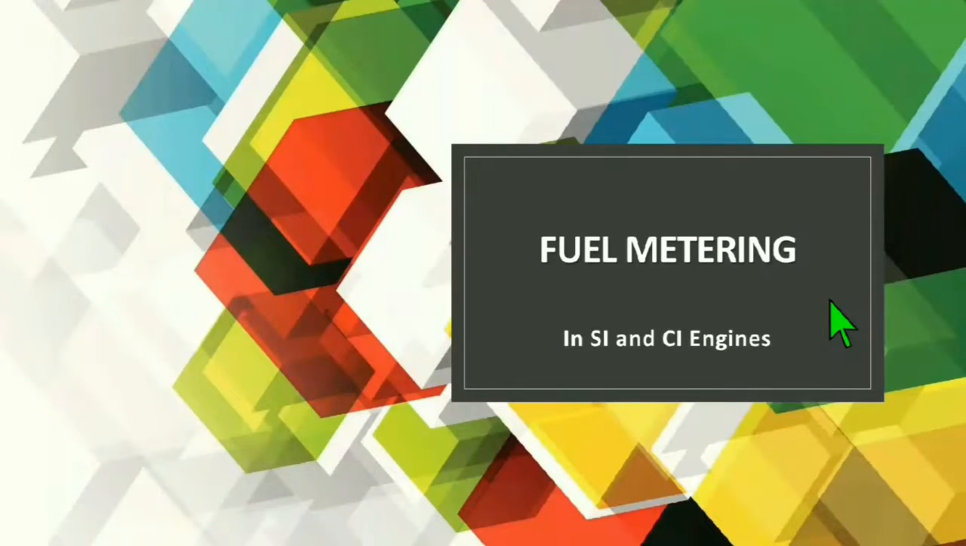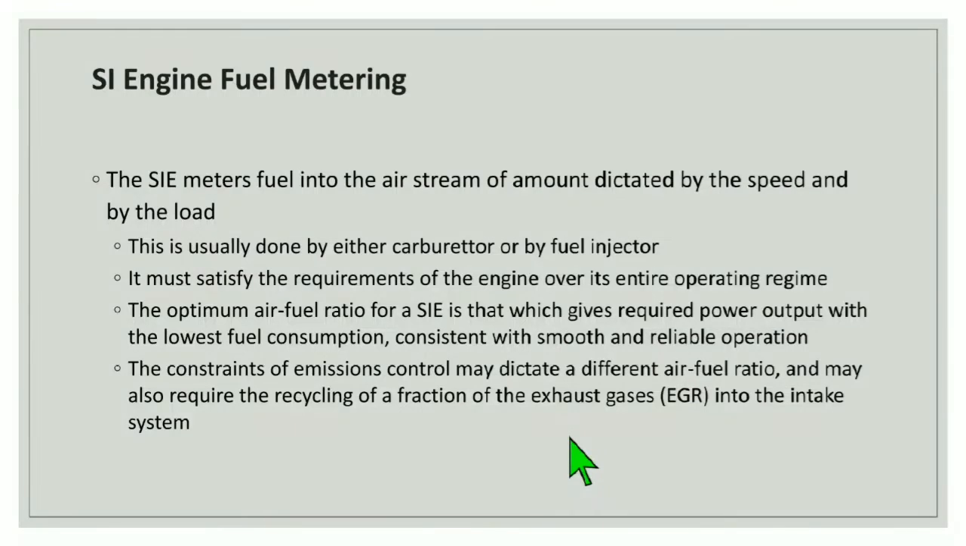This particular lecture is mainly on fuel metering in SI and CI engines. At first, we will discuss SI engine fuel metering. The SI engine meters fuel into the air stream in an amount dictated by the speed and by the load. This is usually done by either a carburetor or a fuel injector. It must satisfy the requirements of the engine over its entire operating regime.